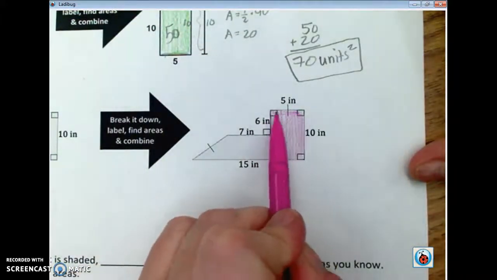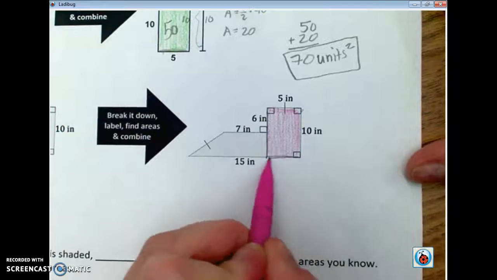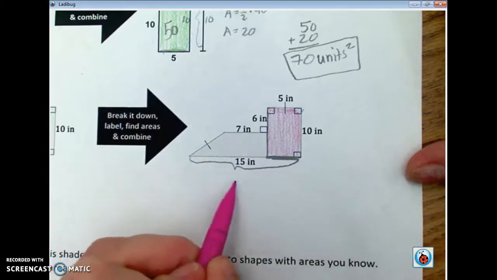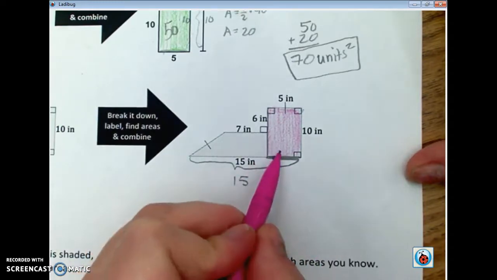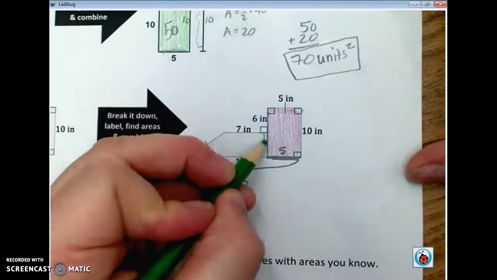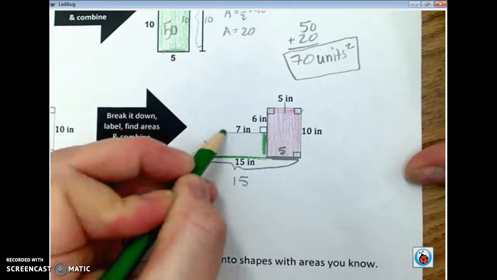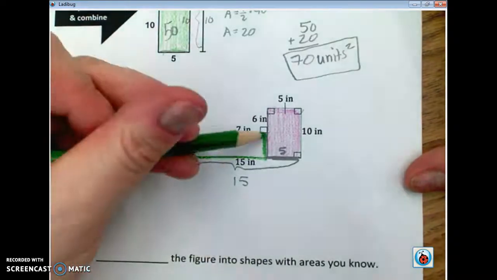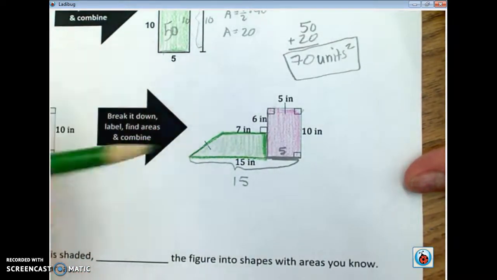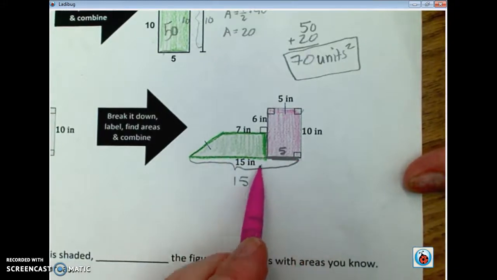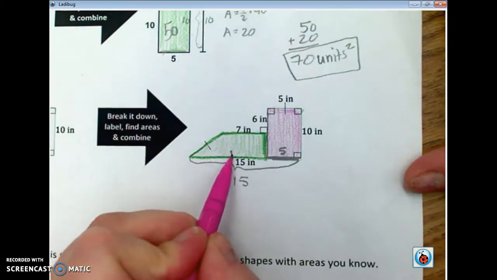And I see that this is 5 and this is 10. So that means now this new piece right here, notice this 15 was this whole length. Okay, so this is just 5, right? And now in my second shape, I see a trapezoid. In this trapezoid, I'm just going to lightly shade that in green. Well, if this length is 5, but this whole line is 15, that means that this base here of the trapezoid is 10.